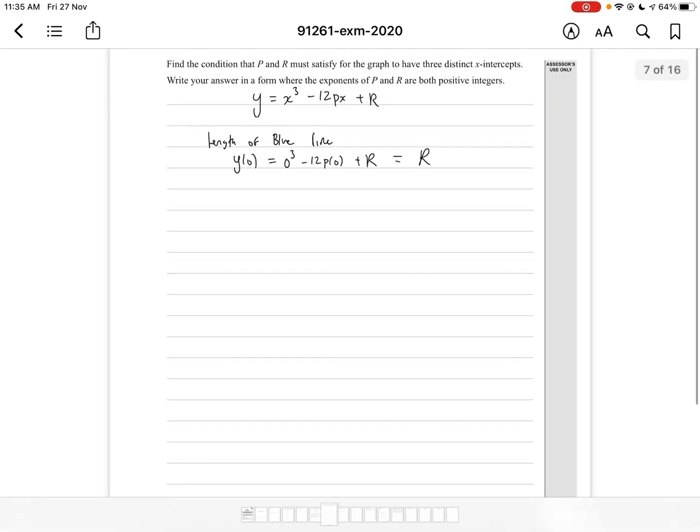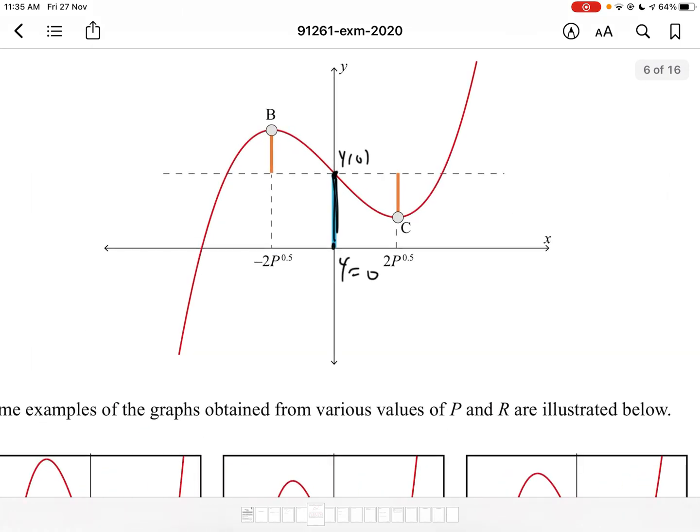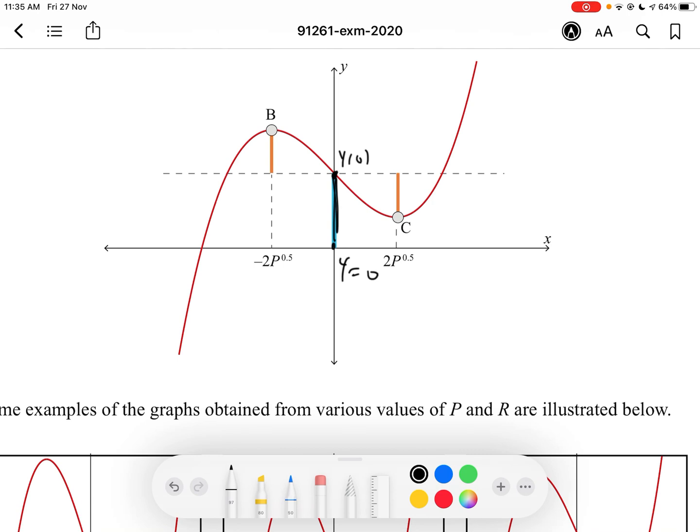That's what we know. Now we need to do something very similar for the equation of the orange line. We can choose either point B or C, but I'm going to show you how to do both. Let's start off with point C. For point C, the length of this orange line is equal to this point here, which we know was r, minus the value from substituting x equals 2 root p into the cubic. So that's minus this distance here. The orange line equals r, which is the whole length there, and we're going to take away this portion, which is y of 2 root p. So we can say r minus y of 2 root p. That's the length of the orange line on the right hand side.